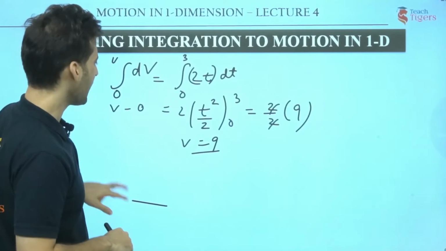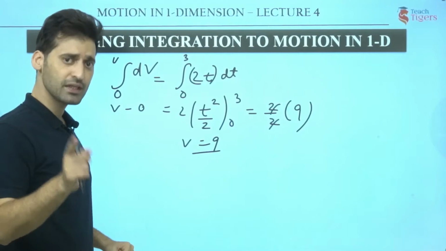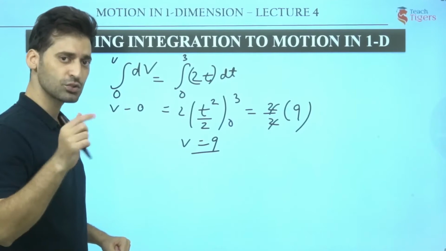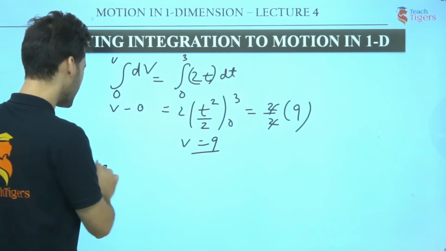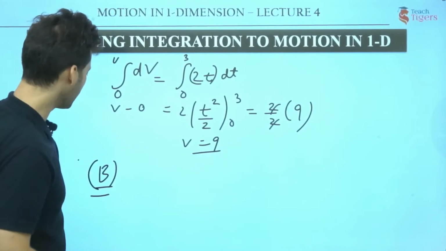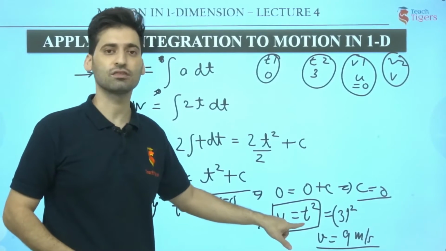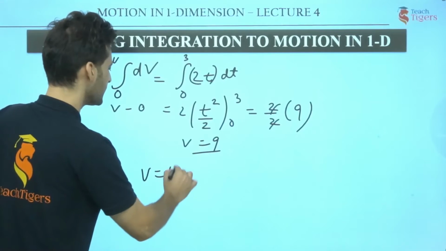See, in order to get the displacement, what do we require? We require the relation between velocity and time. So do we have that relation? Yes, of course. This is the B part of the problem. We have found the relation. What is the relation between V and T? The relation between V and T is V equals T square.